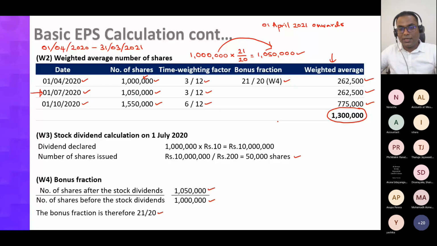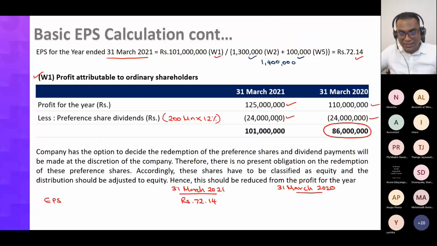So the recorded EPS would have been 86 million in terms of rupees, divided by weighted average number of shares, which would have been 1 million. So recorded EPS is 86 rupees per share, in the year ended 31st March 2020.